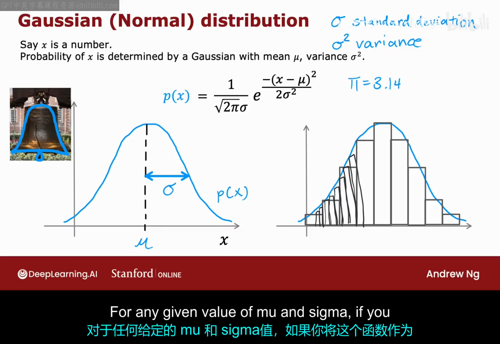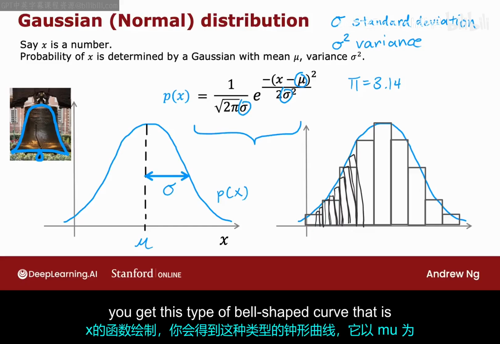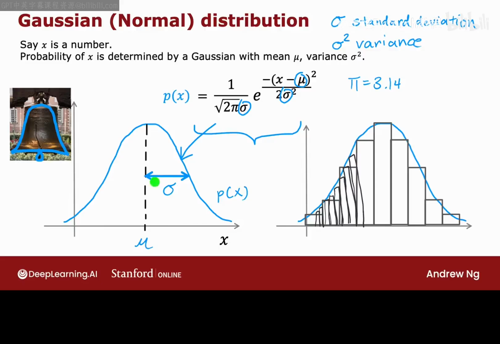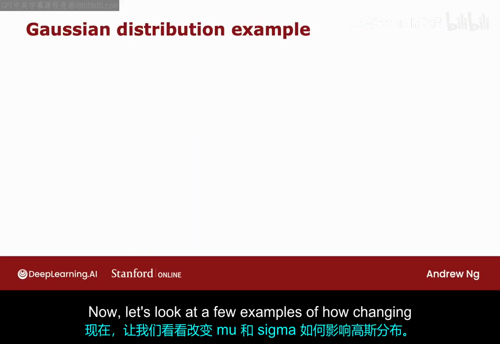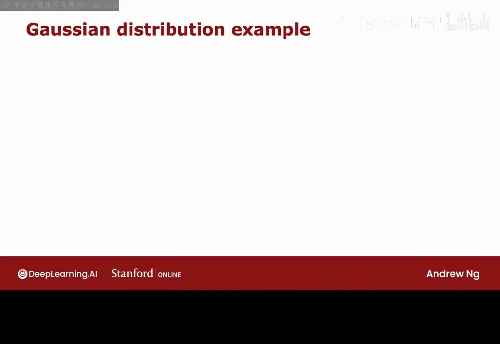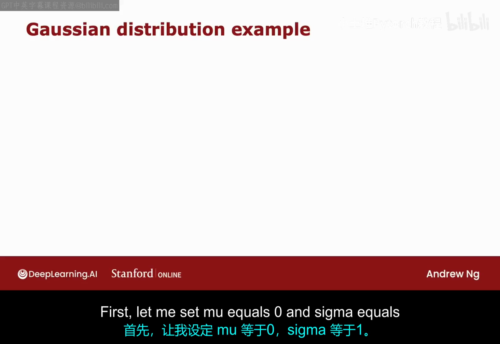And for any given value of mu and sigma, if you were to plot this function as a function of x, you get this type of bell-shaped curve that is centered at mu, and with the width of this bell-shaped curve being determined by the parameter sigma. Now let's look at a few examples of how changing mu and sigma will affect the Gaussian distribution. First, let me set mu equals to 0 and sigma equals 1.